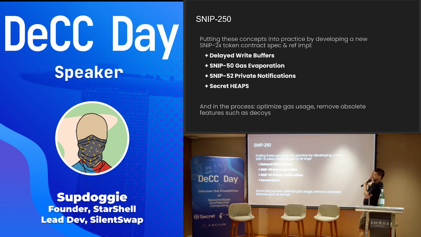Okay, next one. So finally, we're working right now on a new secret token that combines all of these things together. So the delayed write buffers for improving storage access patterns for secret tokens. We also have some extra privacy features like gas evaporation and private notifications, which is a really cool thing. And then the secret heaps as well, which I just talked about. So all of this is what we're doing to help enhance privacy for secret tokens and help Secret Network scale.